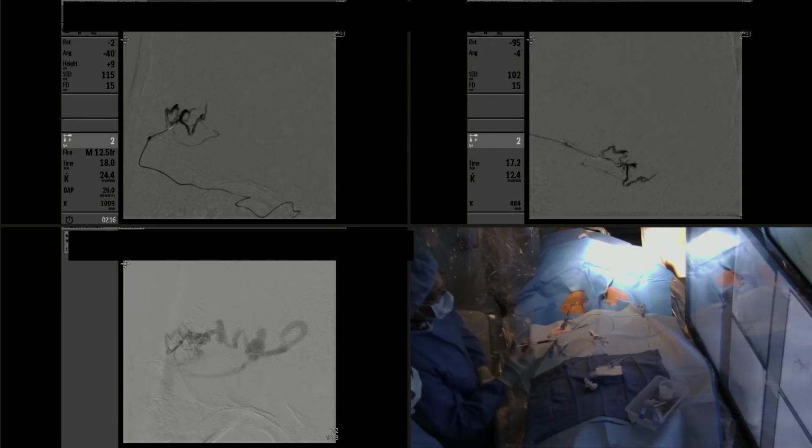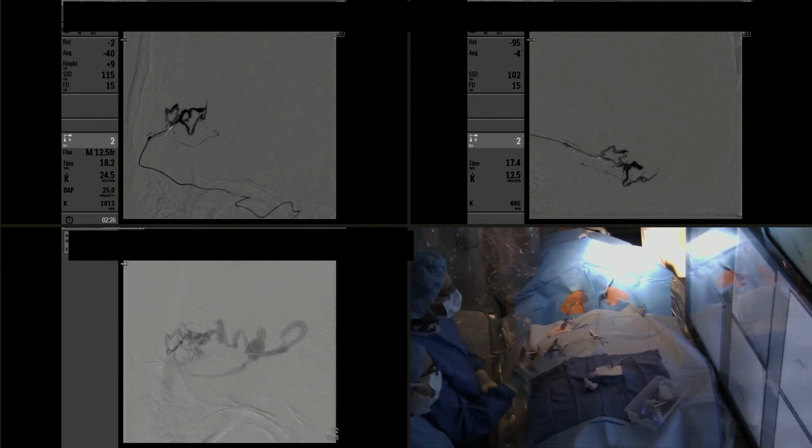In the AP view, you can match the cast of the onyx being injected with the stored image in the left lower quadrant, in which we store the image of the controlled digital subtraction angiogram in AP view.